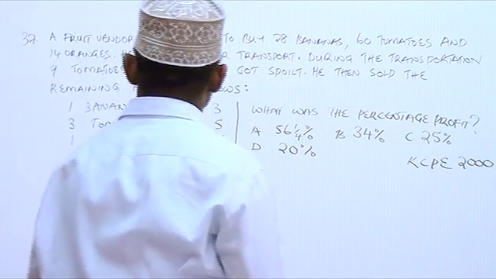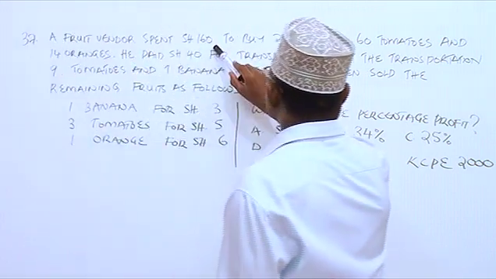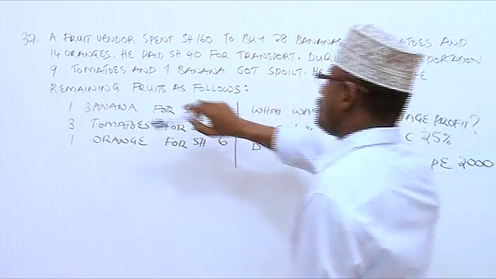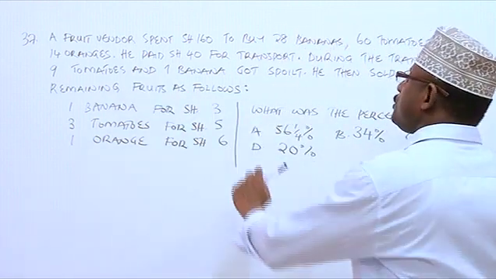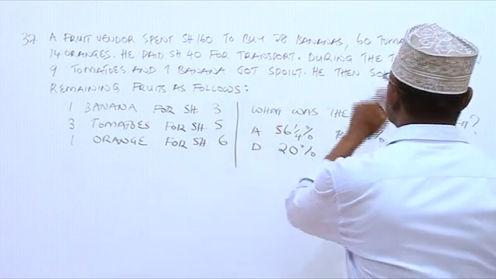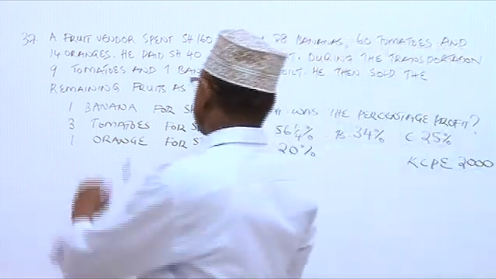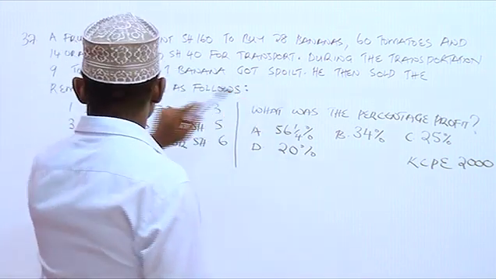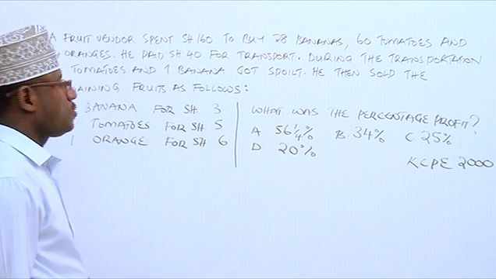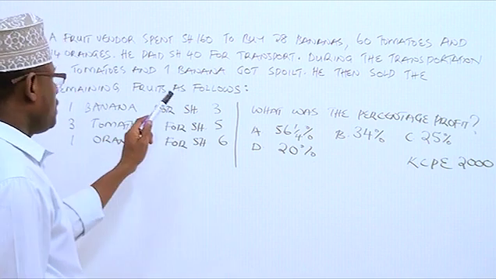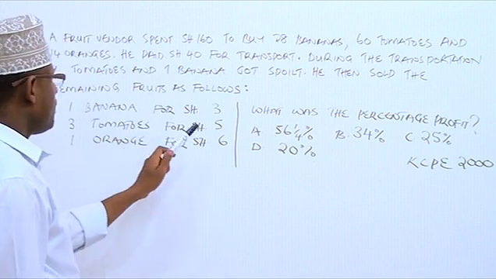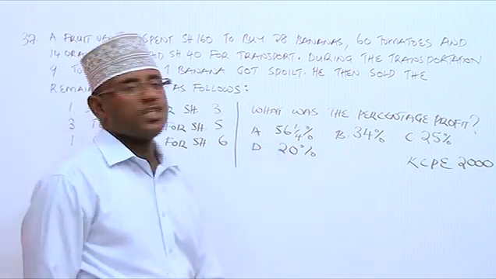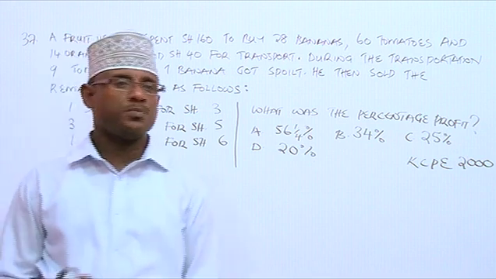A fruit vendor spent 160 to buy 28 bananas, 60 tomatoes, and 14 oranges. He paid 40 shillings for transport. During the transportation, 9 tomatoes and 1 banana got spoiled. He then sold the remaining fruits as follows: 1 banana for 3 shillings, 3 tomatoes for 5 shillings, 1 orange for 6 shillings. What was the percentage profit?